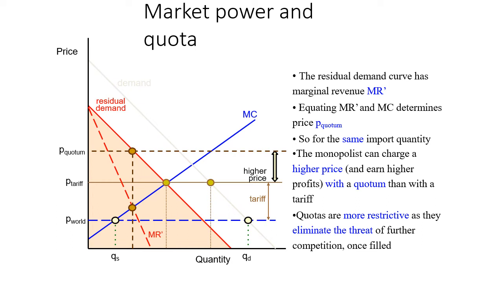So if you look at it in the end, quotas are more restrictive and they eliminate the threat of competition. What do we mean by competition? Overseas firms participating and impacting on how a monopoly could price. So that is important to consider. And it's something that government will consider if they're looking at the market structure and trying to say, should I apply a tariff? Should I apply a quota?